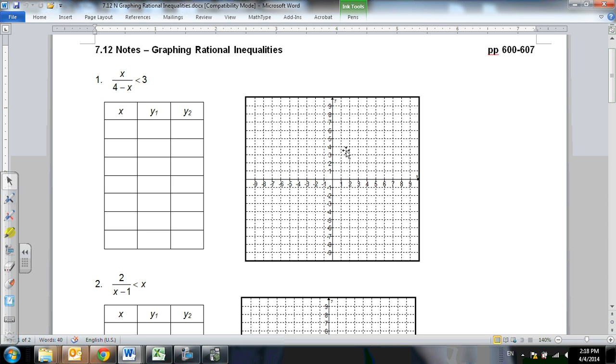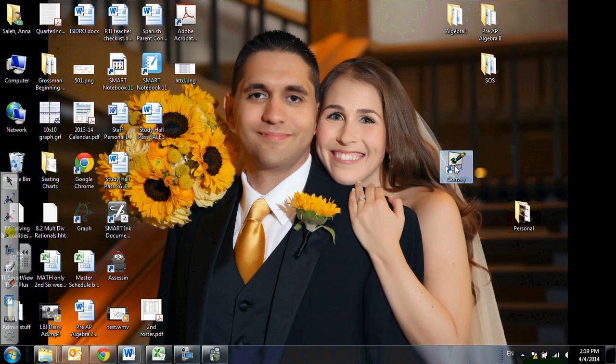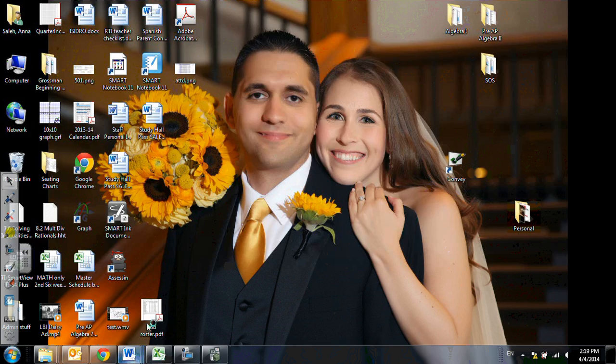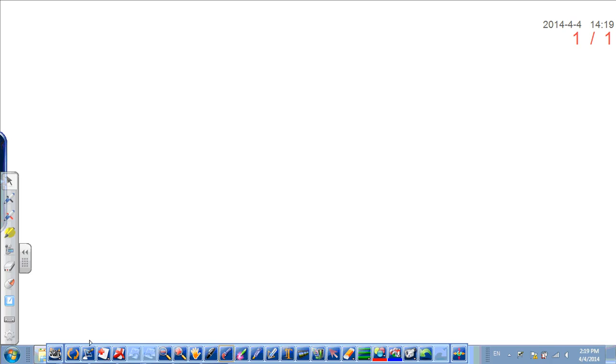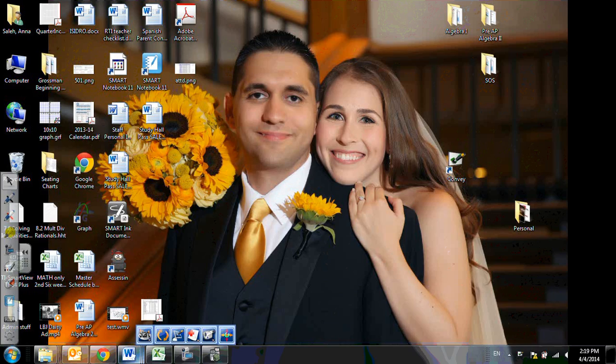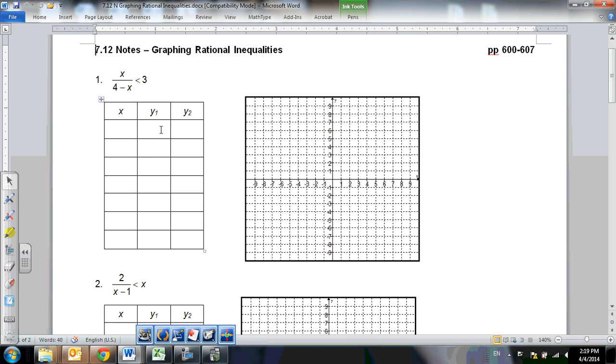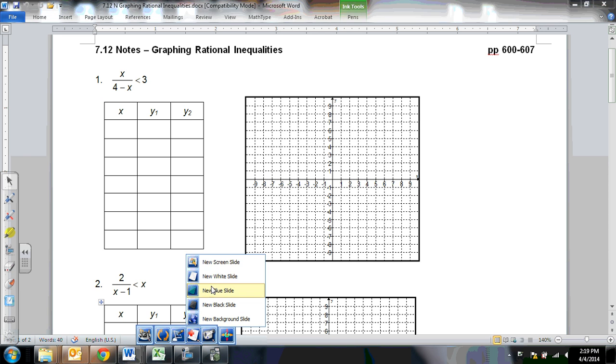So look at this first problem. Notice that you're comparing a rational function to a line, y equals 3. Does everyone see that? Really what we're asked is, when is this rational function going to be below this linear function? So we're going to use a graph to help us, kind of like we did using our test points.